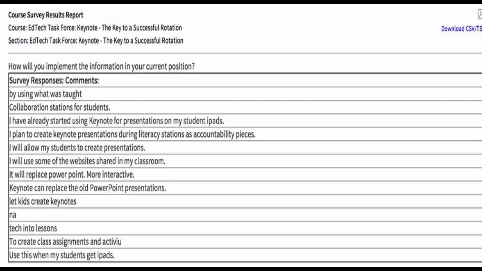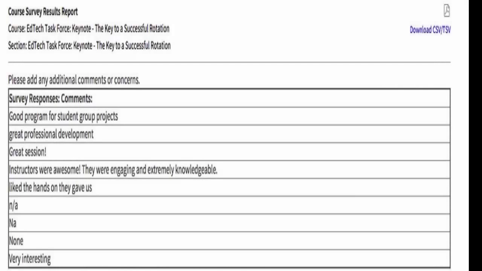Our numbers were astounding. We were also satisfied that our participants would use what was taught and collaborate within their classrooms, and decided to use it over PowerPoint. In addition, some more survey results told us that we had a great session and it would be good for group projects. They also told us that we are engaging and awesome and extremely knowledgeable, and that we gave them hands-on information. I hope you enjoyed learning about our session on Keynote and seeing how it went.